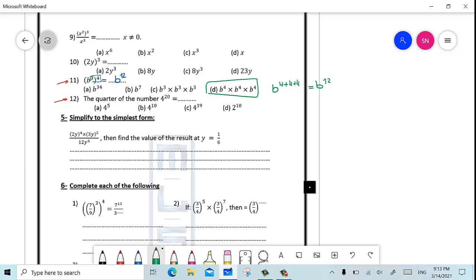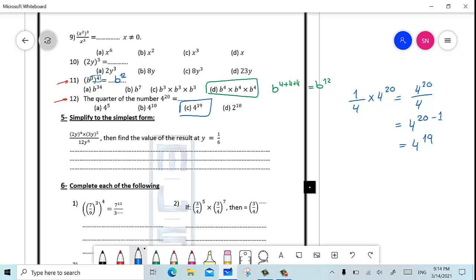I want to have your attention here in number 12. The quarter of the number 4 to the power of 20. Quarter means that I'm making 1 over 4 times 4 to the power of 20. In other words, as if I'm making 4 to the power of 20 divided by 4. Having the same base 4, I'm going to make 4 to the power of 20 minus 1, which is going to equal 4 to the power of 19. So my correct answer is 4 to the power of 19.